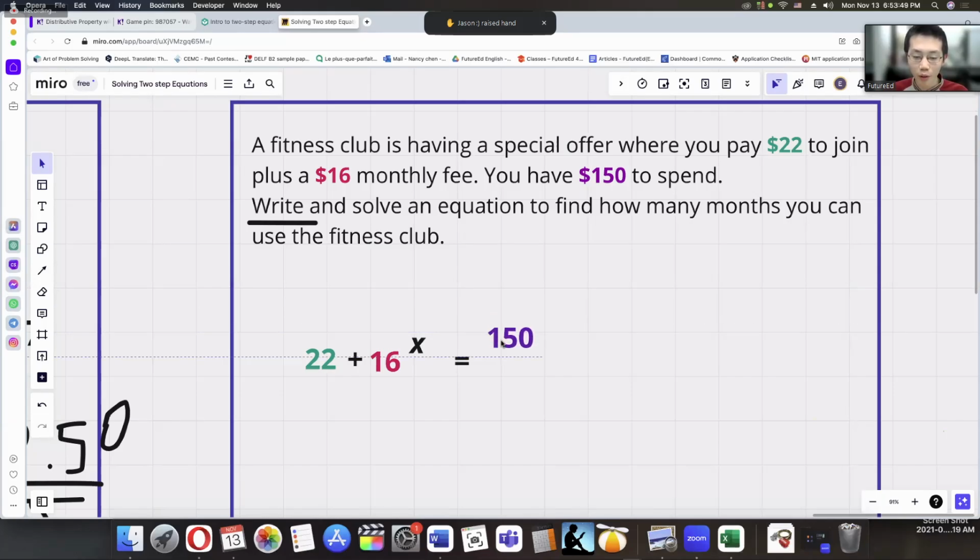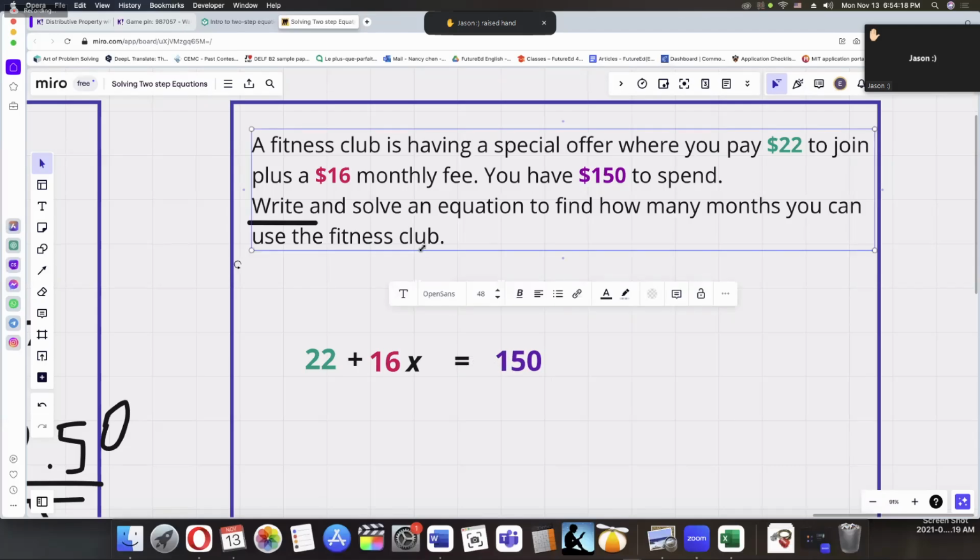So where do I put the 150? Do I throw it like 1,522, or where do I put it? The equal sign? And where do I put this X? 150X? Is this how it works? Wait, no, 16x. Why is it 16X? Because that's the equation. What times what is 16? So basically 22 plus 16 times whatever is 150.